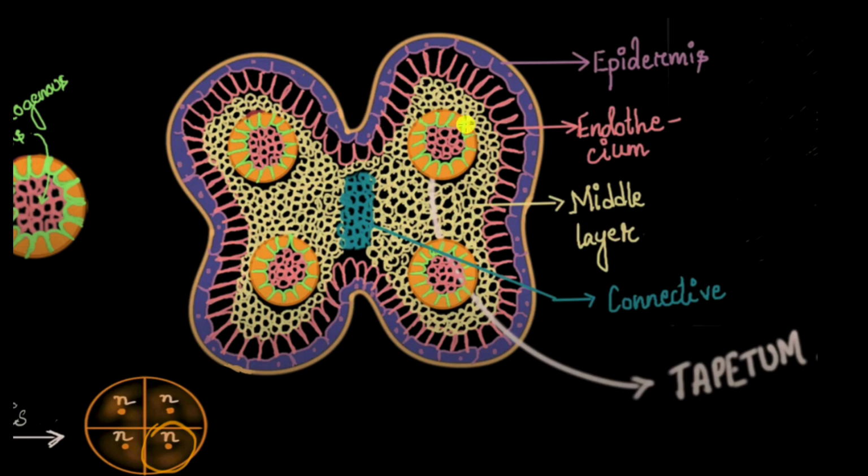Now the sporogenous cells are immediately covered by a layer of cells called the tapetum. Now this tapetum is quite important because it provides nutrition to the growing pollen grains. The connective cells include the vascular tissues, which are the xylem and phloem, which provide nutrition and water to the developing anthers. Let's take a closer look at the sporogenous cells inside each theca.